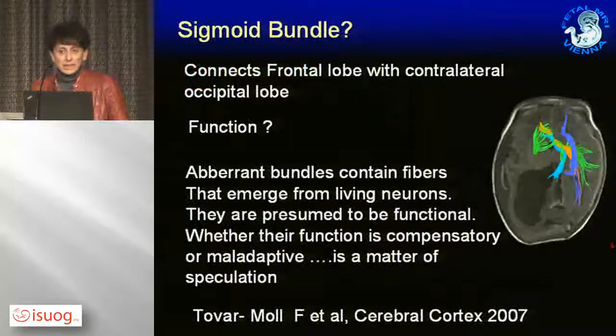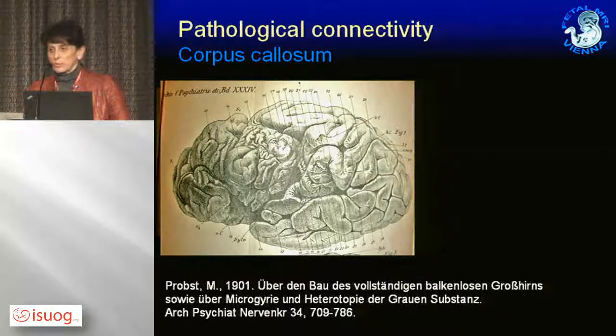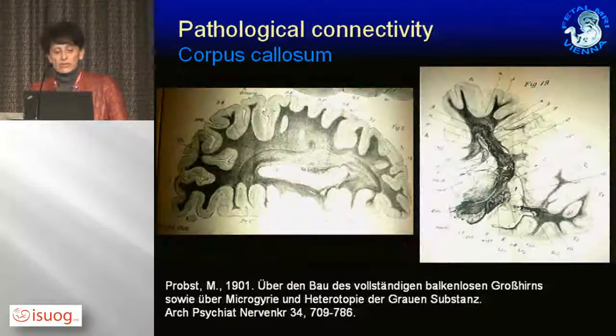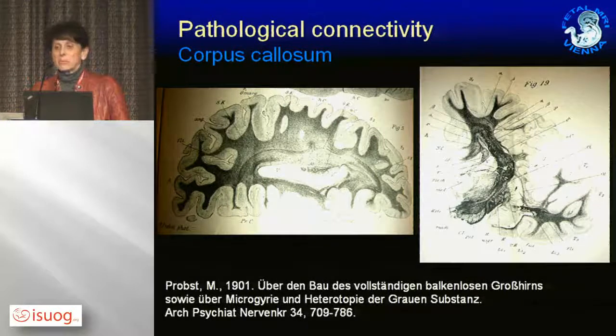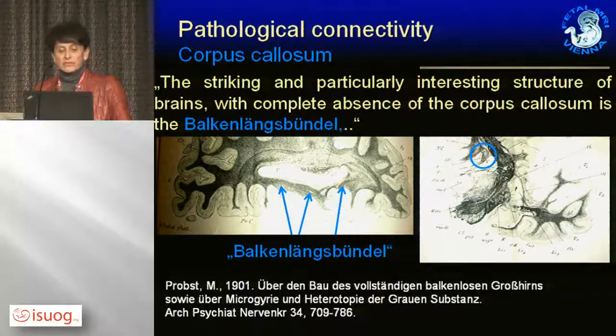To explain why we are interested in these bundles, I have to go back more than 100 years, I'm afraid, to a guy named Probst, because he was the first to describe a strange bundle in a brain that had no corpus callosum. And he called this the Balkenlängsbündel. It was defined as a striking and particularly interesting structure of brains with complete absence of the corpus callosum.